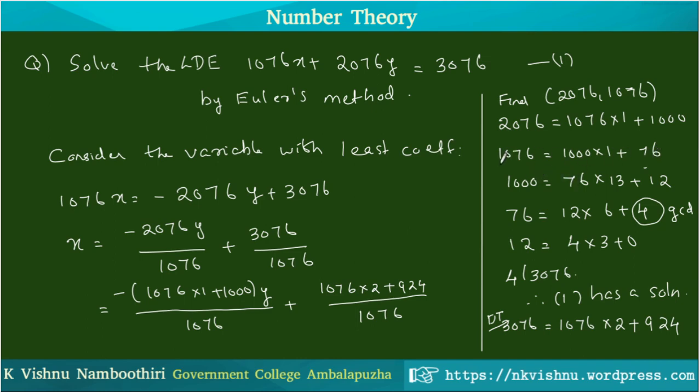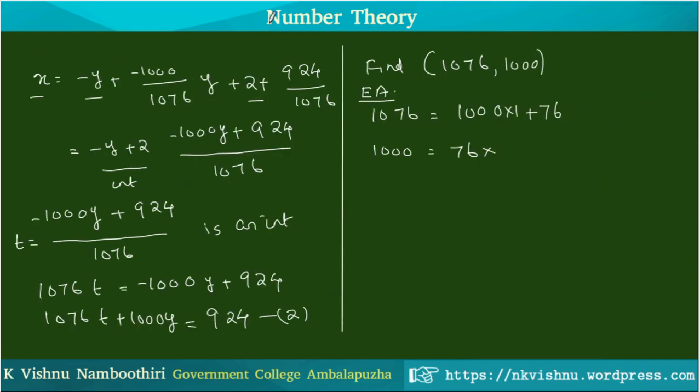So see that the GCD of 1076 and 1000, we have already seen that there is going to be a GCD of 2076 and 1076. Therefore, that's going to be equal to 4. So there is no need to check all these things. So even this is not necessary. So we have already done this.